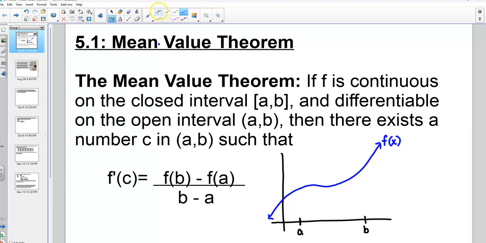So let's think about the points on this graph. If I look right here at a, what are the coordinates of that point? What's my x coordinate? a. What could I call my y coordinate? f of a. So those are the coordinates of that point. And then b over here, the coordinates of that point could be b, f of b.